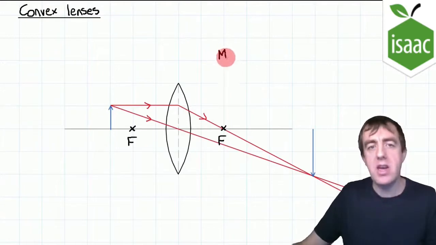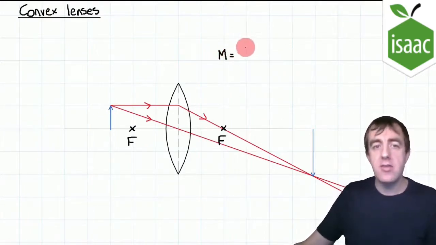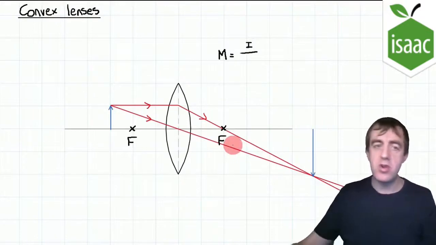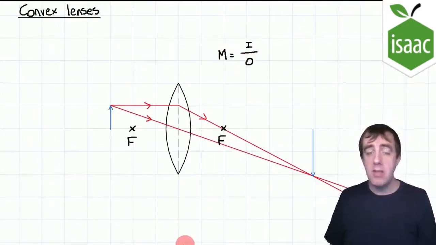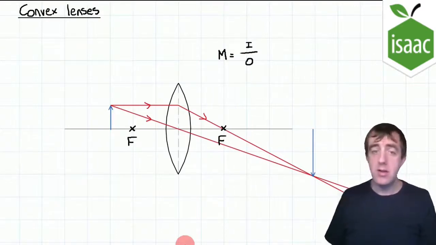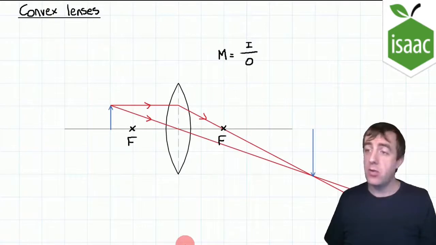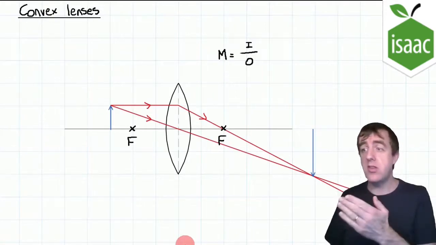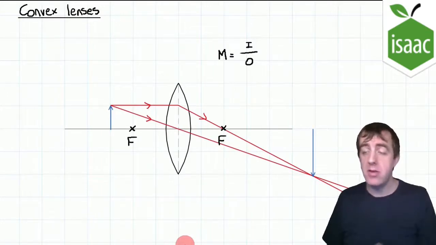The magnification of a lens will be the size of the image, and I'll use a capital I to indicate that, divided by the size of the object. I'll use a capital O to indicate that. So if the magnification equals 1, the image is the same size as the object. If the magnification equals 2, the image is twice the size of the object. If the magnification is 0.5, the image is half the size of the object.